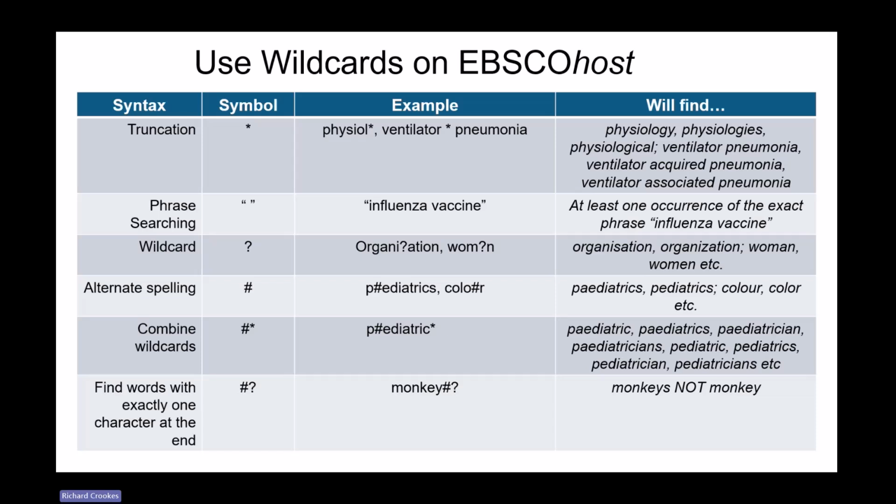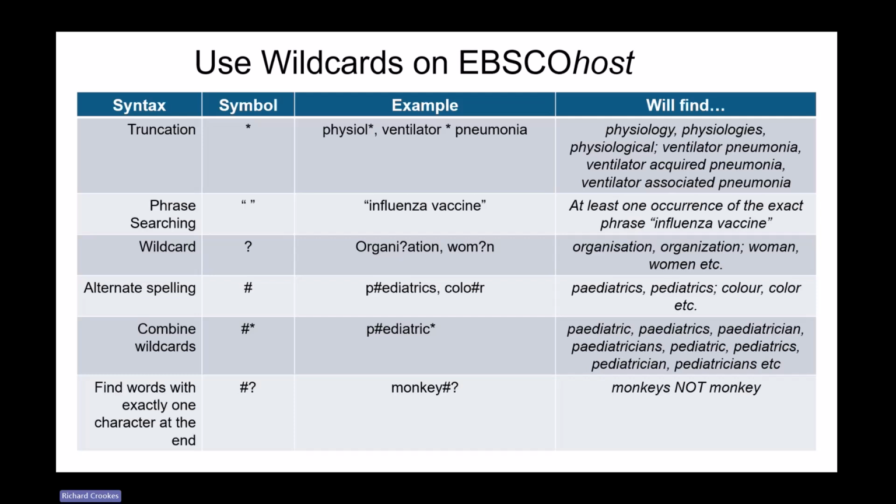Now we have various wildcards that you can use. And as I always say, it's important to use the syntax that's designed for the EBSCOhost interface and not apply other symbols that you would use on other provider platforms. So for truncation, you've got the asterisk. If you're searching for words and you want to truncate them, so for physiology, physiological, you can simply add the asterisk after the L and find those variations. You can also insert the asterisk, the star, as it were, between terms to find variations. So for ventilator pneumonia, you can add the asterisk between ventilator and pneumonia, and you would find ventilator acquired pneumonia and ventilator associated pneumonia along with ventilator pneumonia.